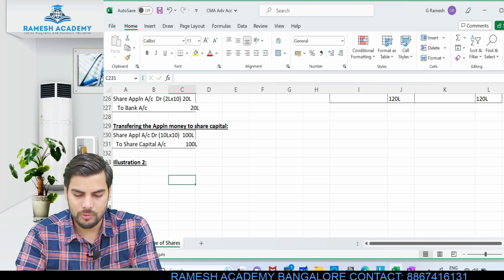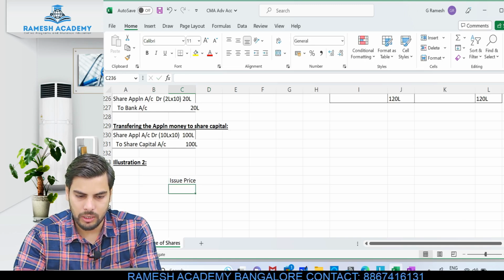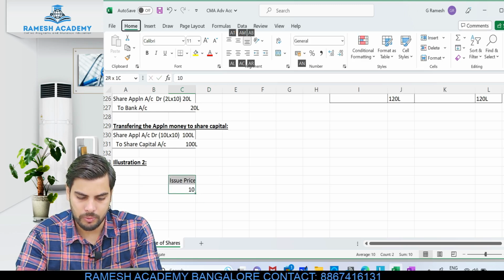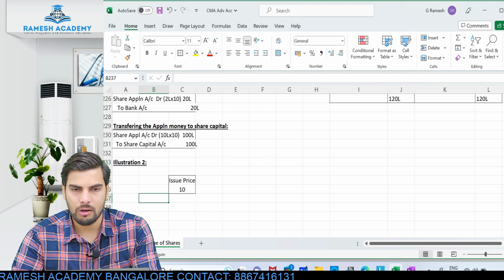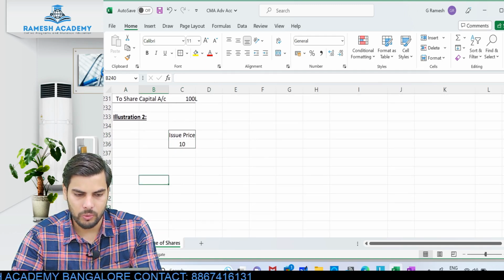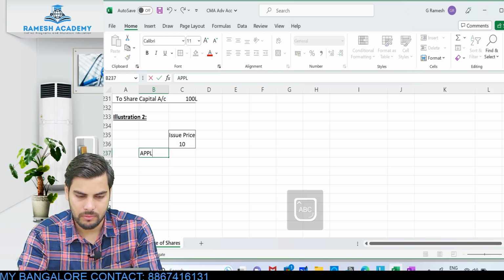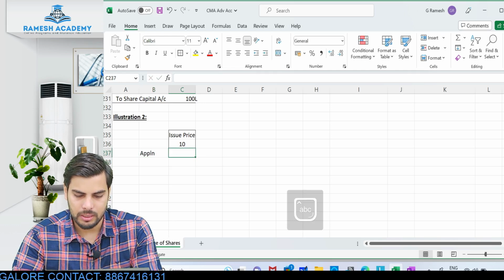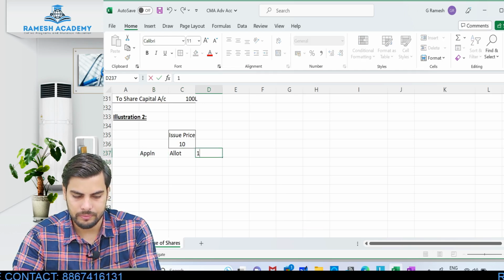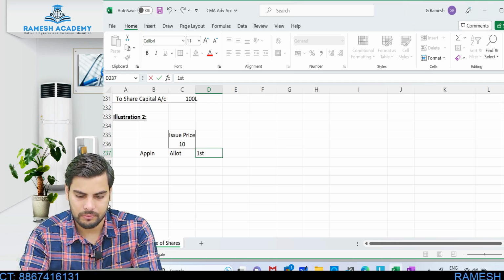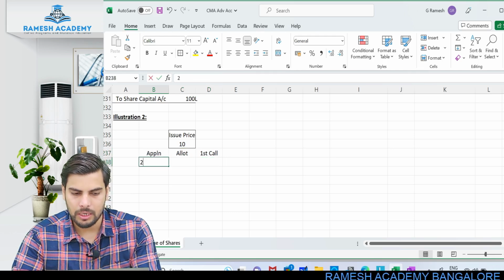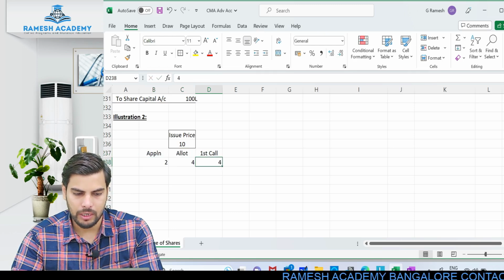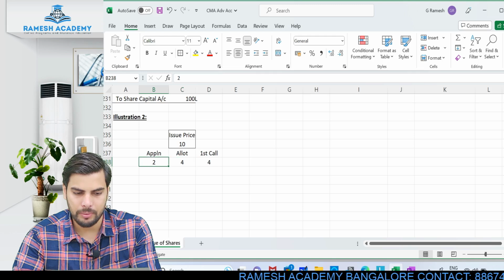So the first thing is, how much was the issue price? We know that the issue price was 10 rupees. Out of this 10 rupees, we know how much is the application stage money, how much is the allotment, and how much is the call money. So here: application stage, allotment stage, and first and final call. Application money was 2, allotment money was 4, and first and final call amount was 4. I'm just writing the breakup, nothing else.